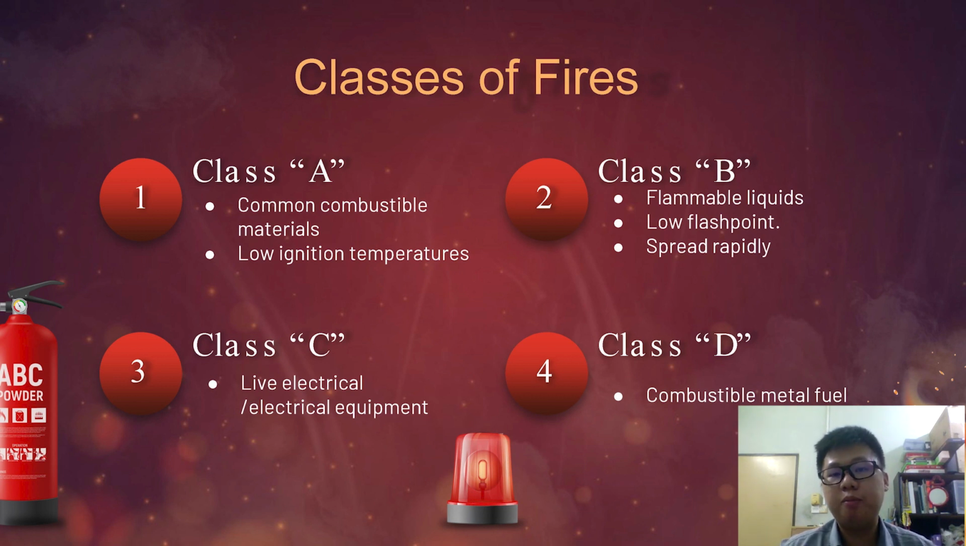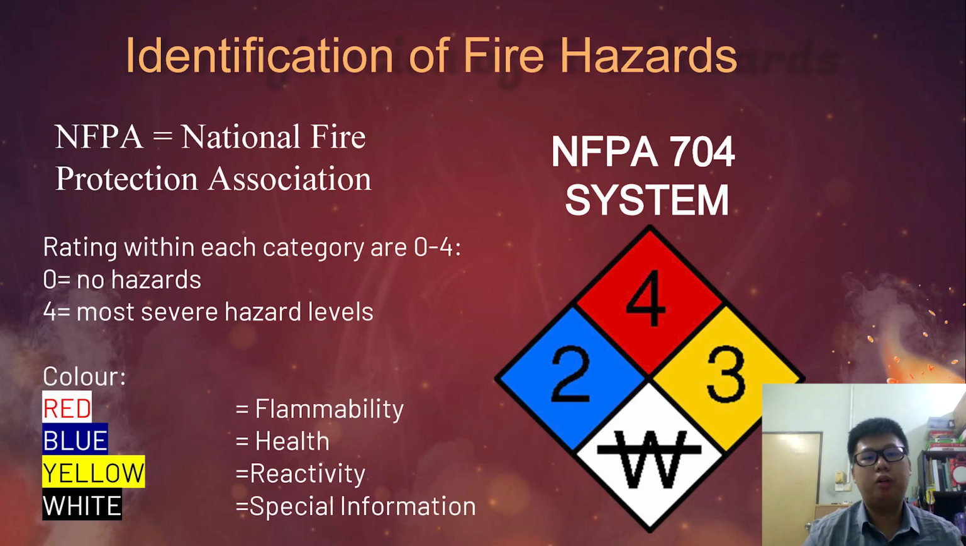So, common combustible metals include aluminium, lithium, magnesium, potassium, titanium, and zinc chromium. This type of combustible material is most often used in laboratory and manufacturing. So the biggest danger of Class D fire occurs in this industry. Next, we will look at the identification of fire hazard.